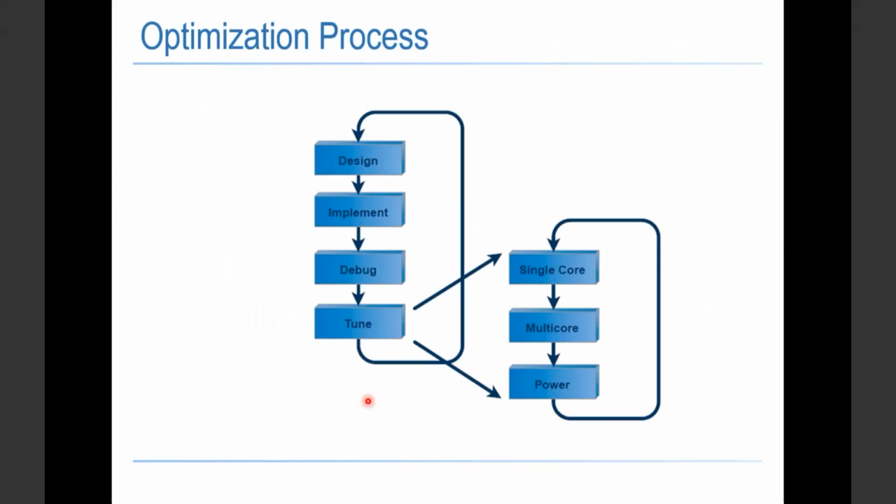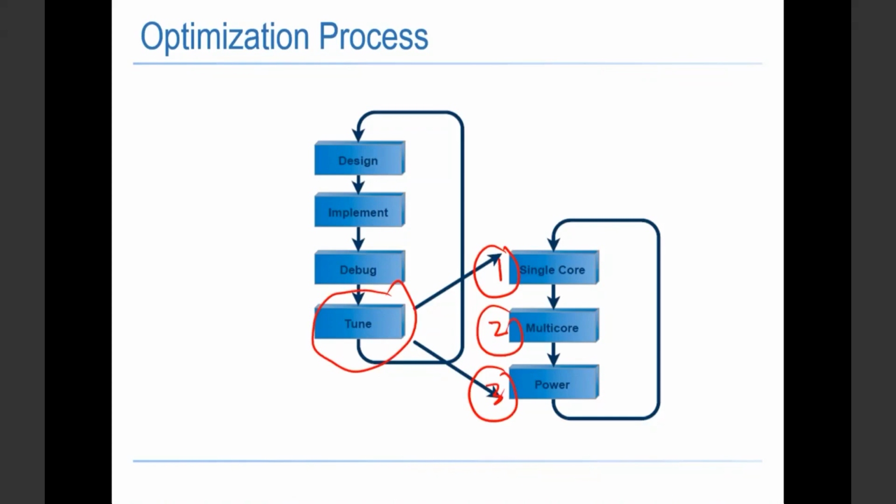So this is the optimization process. It will start with the design. You design your system, and then after that you implement your system. And if there are bugs in the middle of the implementation, you are going to do the debugging process. If there is a bug here, then you need to fix it. After that, this is where you're going to do the optimization. There are three types of optimization you can do. First, for the single core processor. The second one is for the multi-core processor. And last but not least is power optimization.